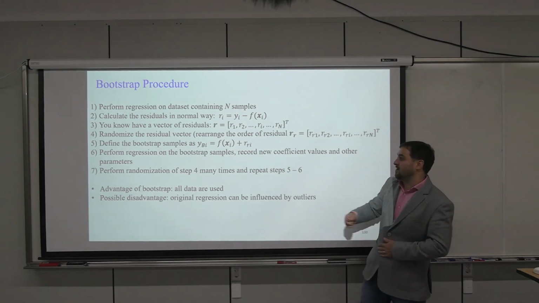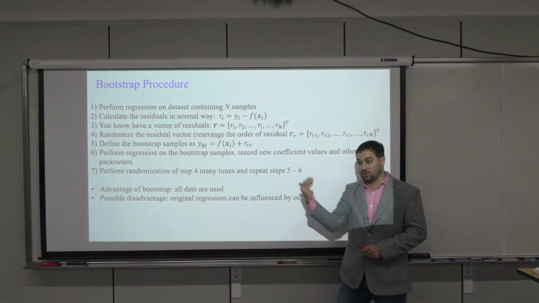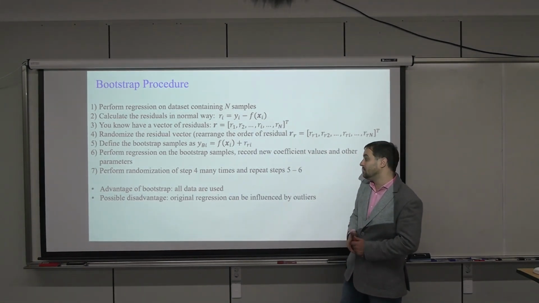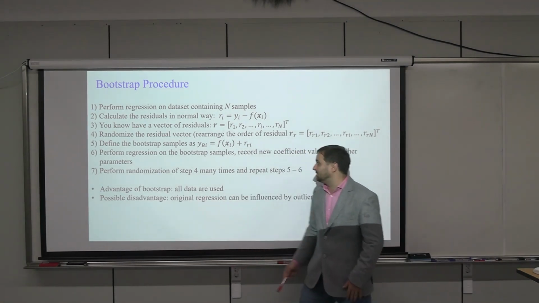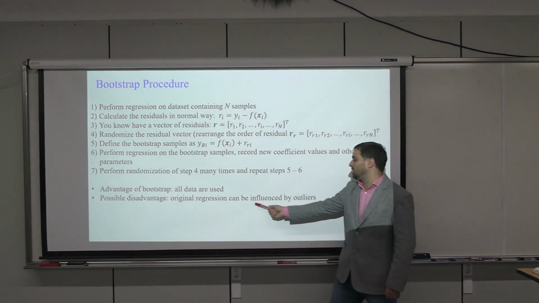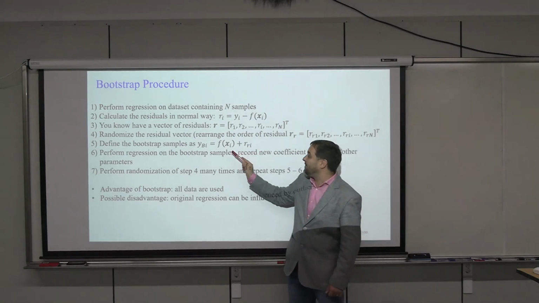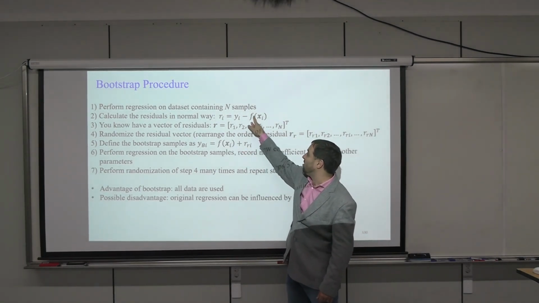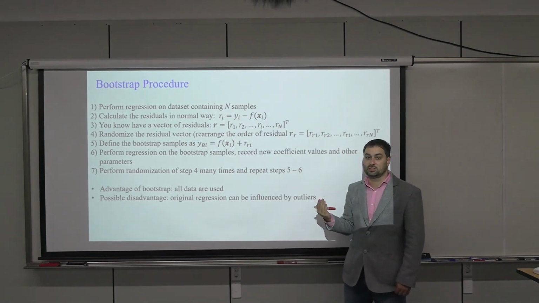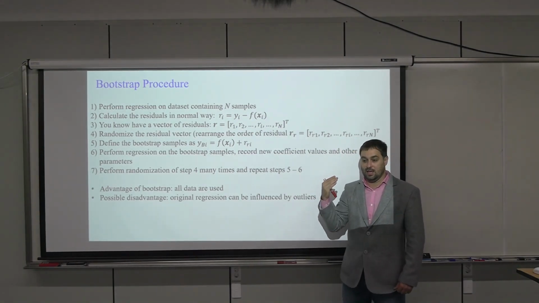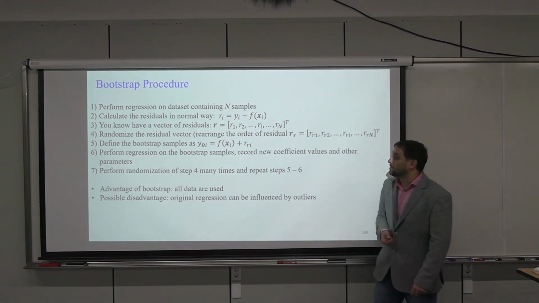The advantage of this is all of the data are used. With jackknifing, we're still actually leaving out one of the data points. Some of the possible disadvantages are that the original regression can be influenced by outliers. So this regression model might be heavily influenced by a data point with high influence, or also any outliers.